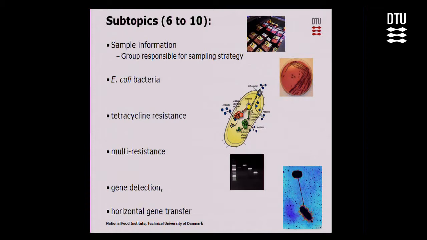The topics that they get are more related to their theoretical work. One group has sample information, which is about how you sample and what you need to be aware of. There's some general material about bacteria and resistance mechanisms. One group has gene detection, and one group has horizontal gene transfer. All are topics that they touch upon in the theoretical part.